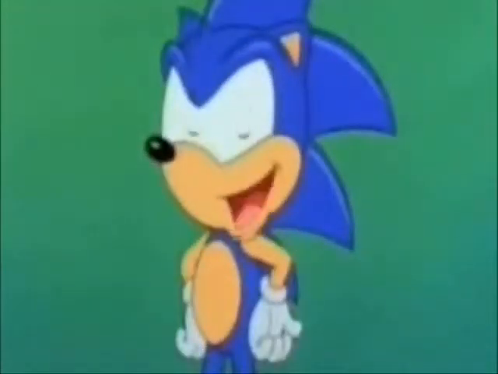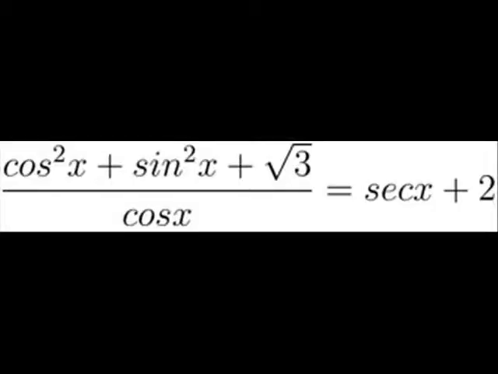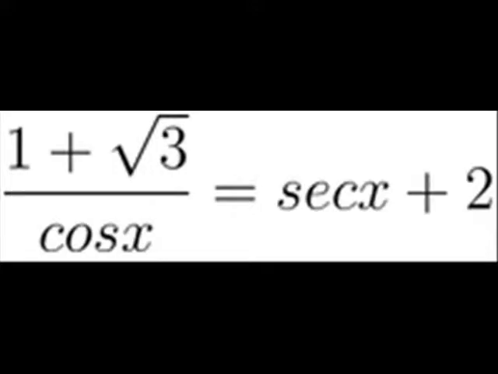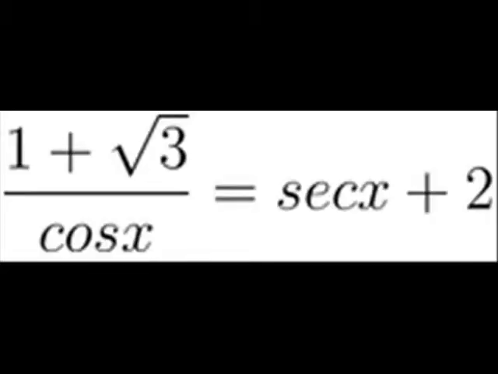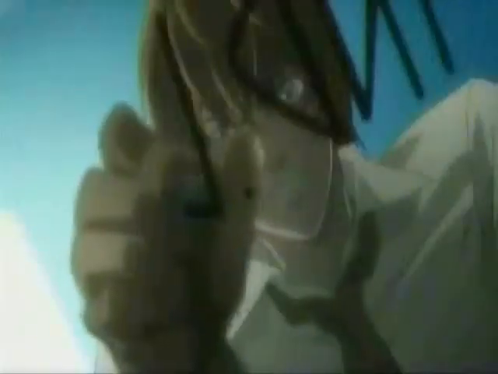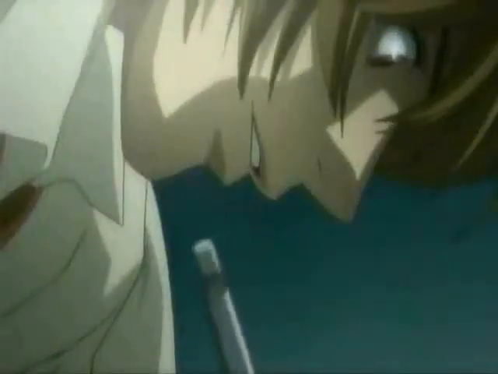Nice. Oh, by the way, that cosine squared x plus sine squared x you see right next to the square root of 3 is equal to 1. Why? Because your Pythagorean identity blew that thing into pieces, just leaving 1 left, giving you 1 plus square root of 3 divided by cosine x equals secant of x plus 2 on the restricted domain of negative 4 pi to 0. Which is pretty pitiful, but we're not done yet.